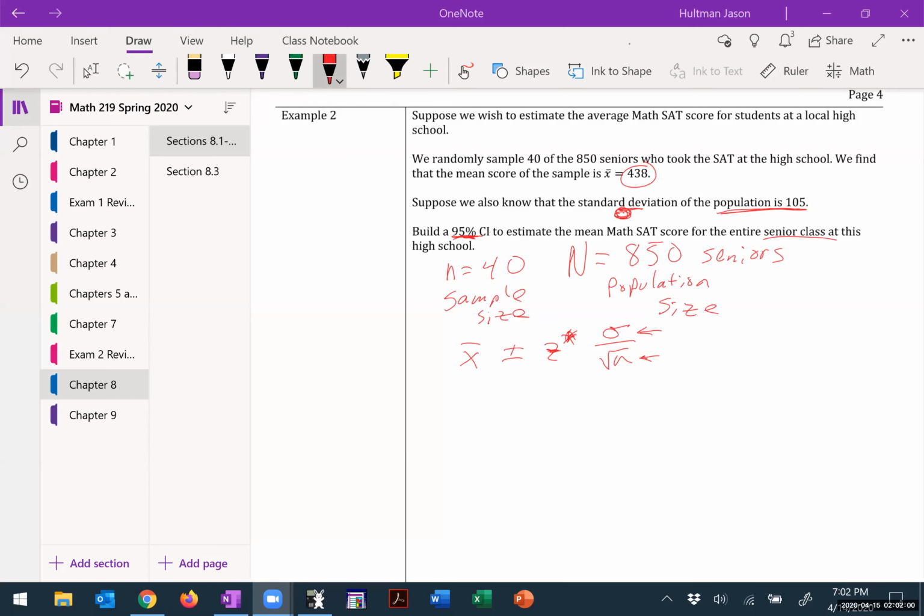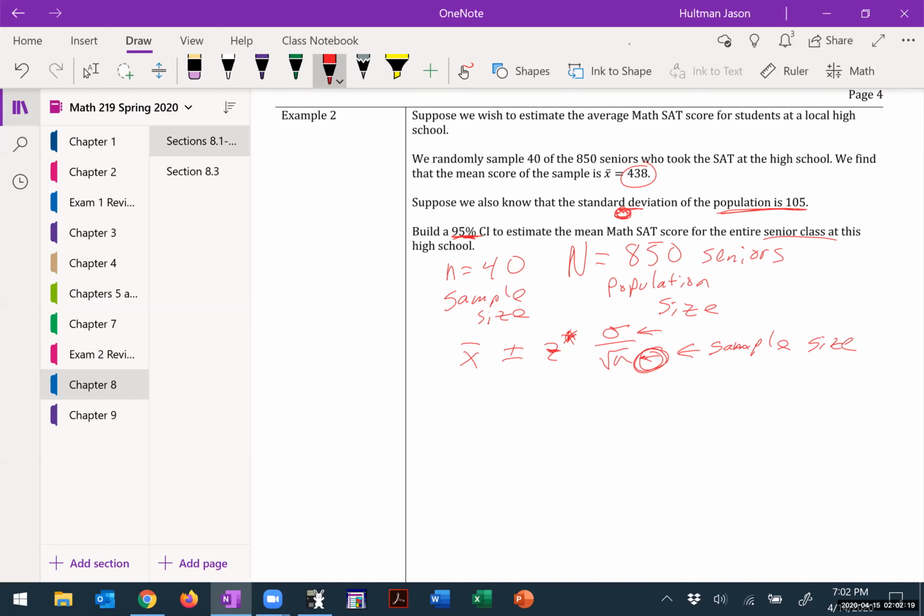Whatever. Okay, so this on the bottom here is sample size. Because we're making a prediction about the entire population, it's sample size. It is not population size. I do not want to use big N here. I do not want to use population size.